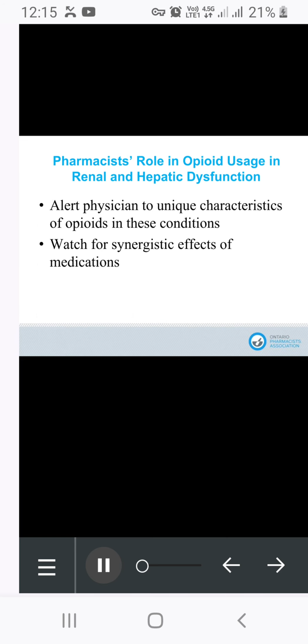So what's the pharmacist's role with kidney and liver problems? Well, I think it's important if you know that they have the problems to alert the physician to the unique characteristics of some of these. Know about codeine and oxycodone in these conditions, and there are very limited options for them, but I think it's important to alert them. And all the more important in liver and kidney problems is a synergistic effect of different medications.